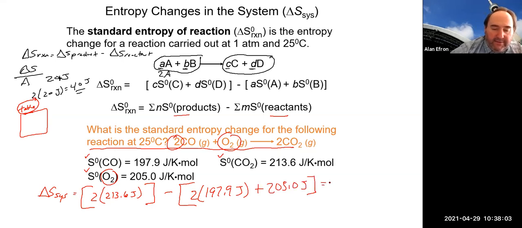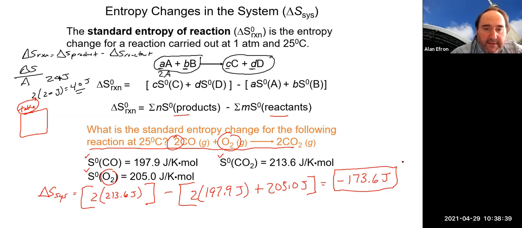And putting all that together, we're going to end up with 2 times 213.6 minus 2 times 197.9 plus 205. Looks like we get something like minus 173.6 joules. First off, any question on that calculation there?